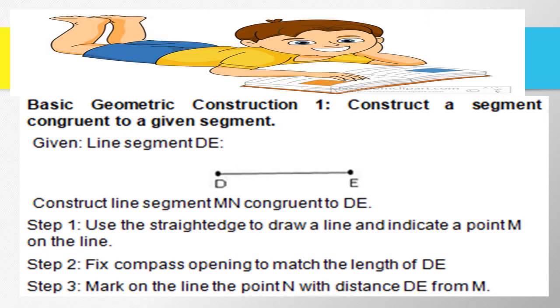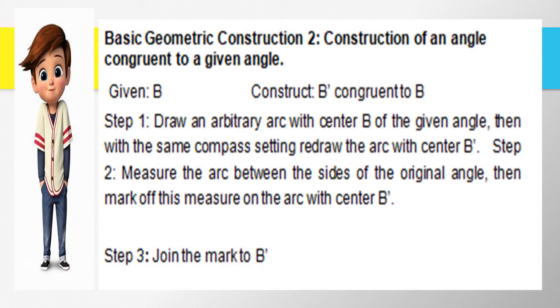Did you get it? Okay, let's proceed with construction number 2. Construction number 2, construction of an angle congruent to a given angle. We have a given angle B. Construct angle B' congruent to angle B.